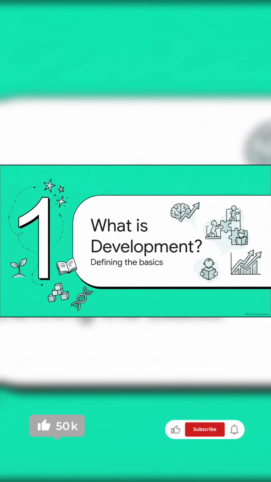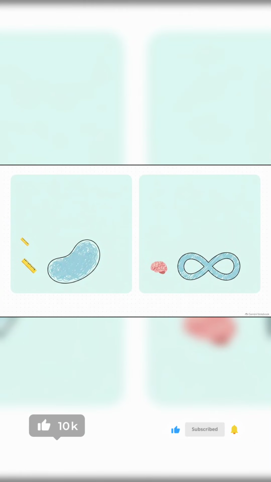Section 1. What is development? Defining the basics. So, a really common trap on these exams is mixing up growth with development. They are not the same thing. Growth is actually a pretty narrow concept. It's strictly quantitative. Think about how a baby can easily triple its birth weight in a single year. That's growth. And physical growth like that eventually stops at maturity.